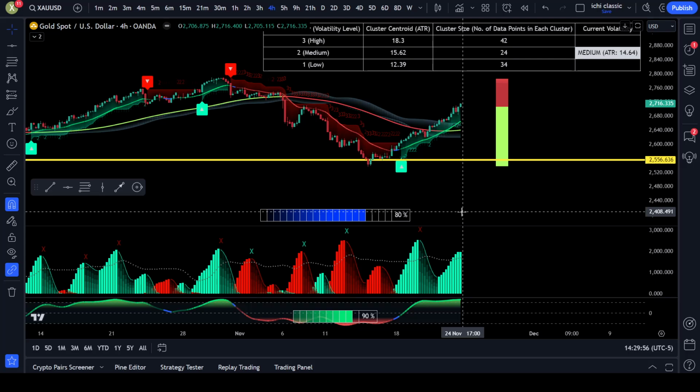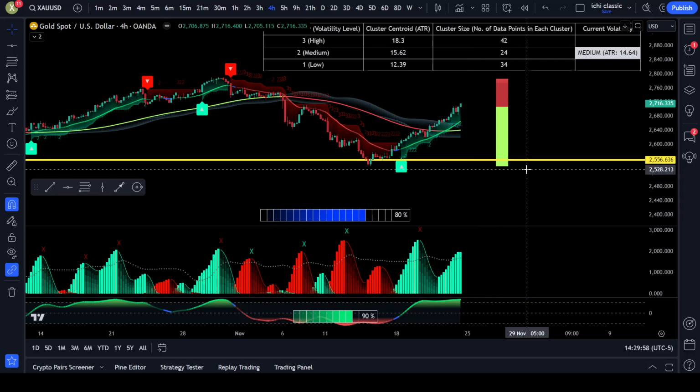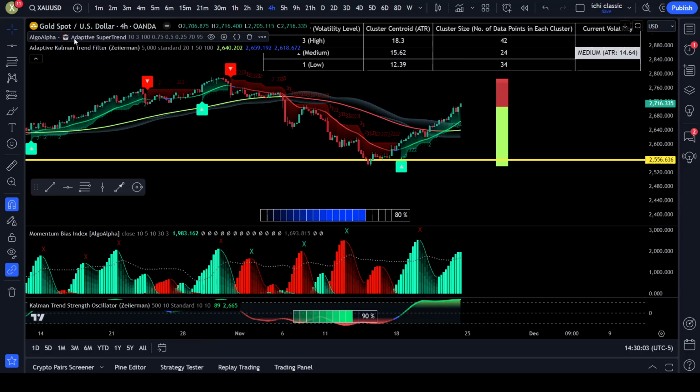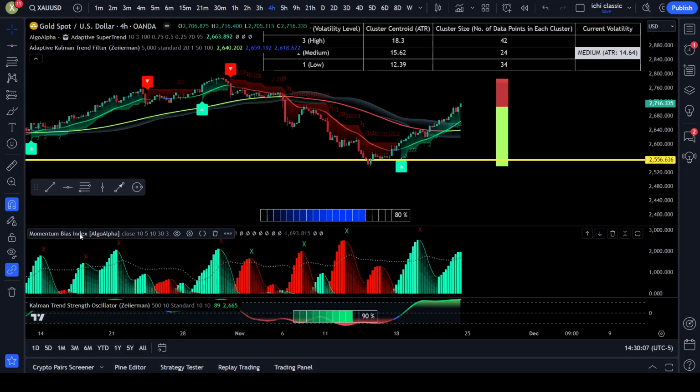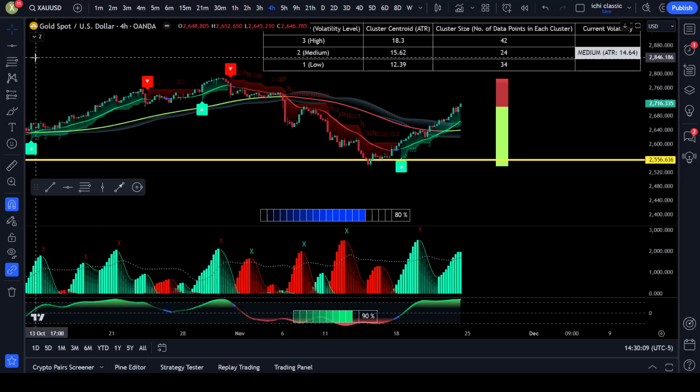So looking at the 4-hour chart of gold, I'm using these three indicators: adaptive super trend, Kalman trend filter, and momentum bias index.